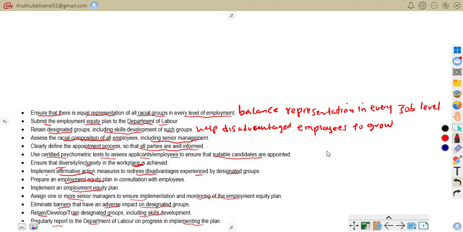So this is the end of this presentation under the employment equity plan.